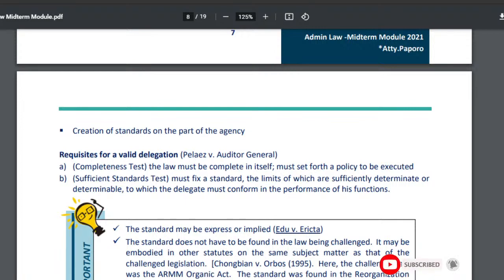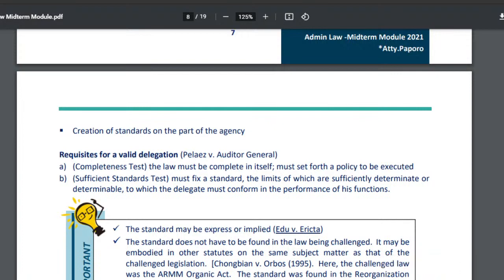The second requirement is the sufficient standards test. In this test, you must fix a standard. The law must fix a standard, the limits of which are sufficiently determinate or determinable. Makita na nimo sa mismong balaod to which the delegate must conform in the performance of his functions. Again, that delegate, kaya mong gihatagan, ana siya nga power, quasi-legislative, for example. Kaya maghatag na lang siya mga fill in the blanks na lang sa iyang paghimo sa rules. Katong gihatag sa iyang balaod, basis, must fix a standard.